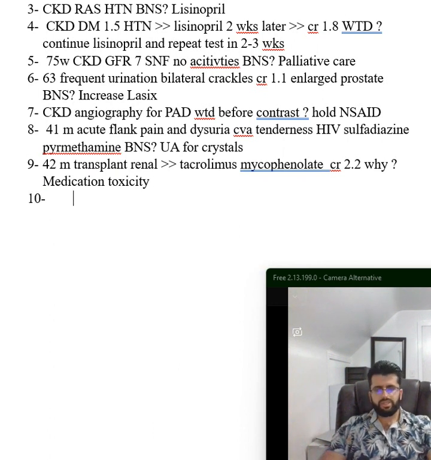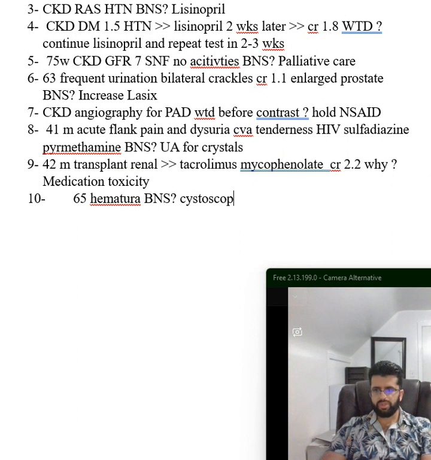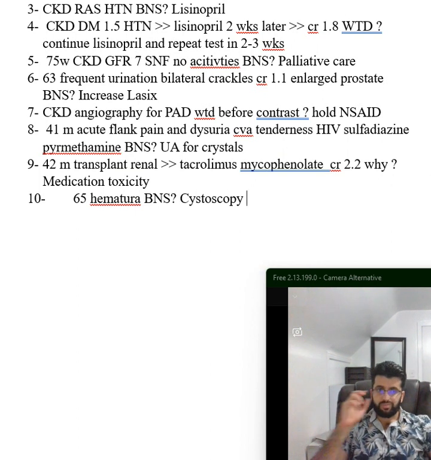Alright, now another case is easy. A 65-year-old with hematuria. Then the best next step, you do cystoscopy, okay? Even if they tell you negative malignant cells and all of that, you need to know how to deal with hematuria. This is important. You see that all the time. So how do you deal with hematuria?